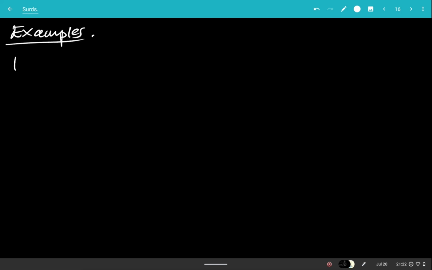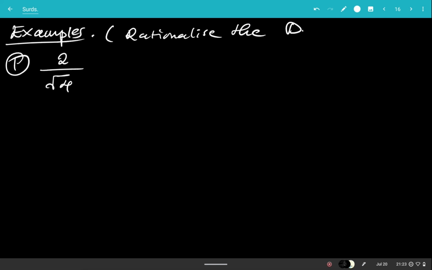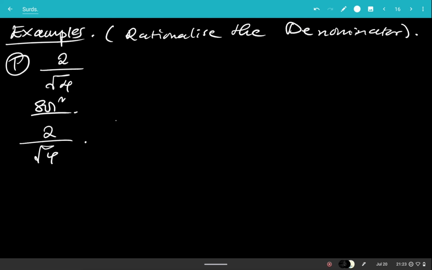So imagine I have, let's say, 2 over root 4. Let's say I've been taught to rationalize the denominator. If we've been taught to rationalize the denominator, all we have to do is follow the basic steps. So we're going to do the same thing here. If we have this kind, all we have to do is say 2 over root 4, then multiply everything by root 4, the top and the bottom. Remember, this divided by that gives you a 1, which means you're not really changing anything.